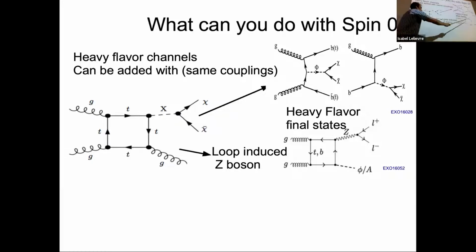And actually the clever theorists will complain and say, well, you can't do that in the case of a scalar. Oh no, sorry, you can do this with a scalar. You can do mono Z, but you can't do mono photon, because that would break Furry's theorem. Mono photon doesn't exist in this final state.